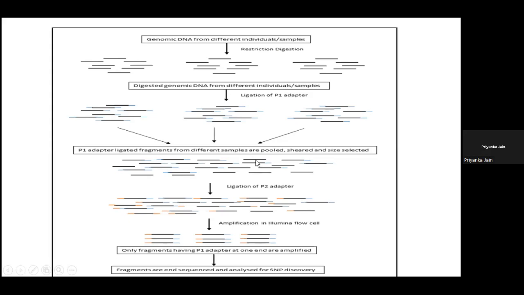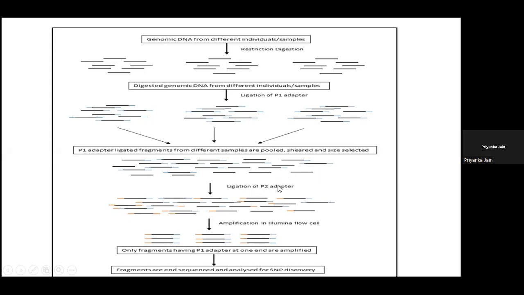Pooling means combining, you can understand. Then it is sheared. Shearing is breaking the DNA into smaller chunks. And then size selection: for example, if the input DNA of your cell is 1000 base pair, it gets sheared, then it becomes 150 base pair. Then we will select the size based on the requirement. Generally 300 base pair to 150 base pair of size is selected for the further library preparation step that is to be used for the sequencing run.